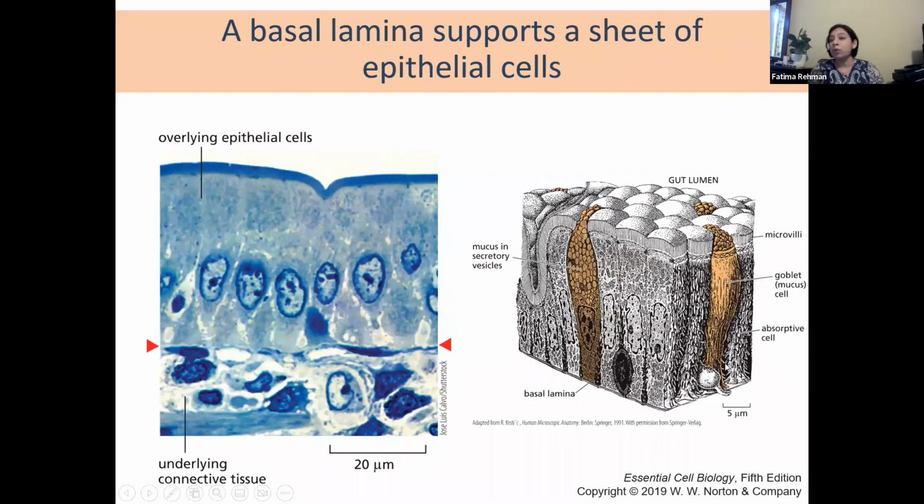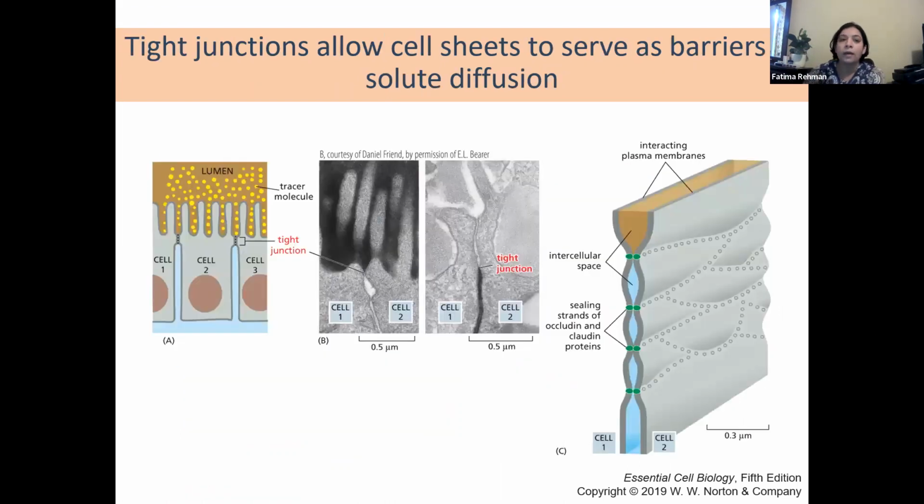The basal lamina is going to be what provides support to the epithelial sheet and keeps it in that structure. It's very important for that. And then it leaves that apical side available to react to the environmental stimuli, to whatever is present in that environment at that time. Within there are tight junctions that allow sheets to serve as barriers between different types of solute diffusion.